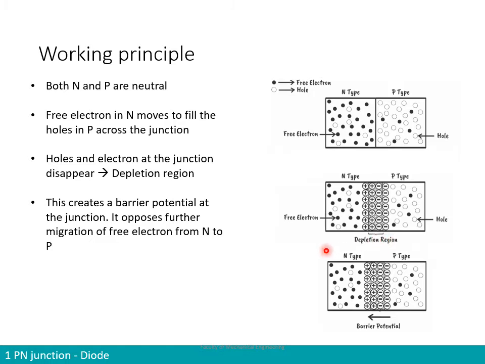This depletion region creates a barrier potential that opposes further migration of N to P. So as electrons move into holes near the junction, it creates the barrier, and this barrier creates a barrier potential. This barrier potential is very important in a diode. In a diode, it creates a characteristic that we keep using after this. So let's see.